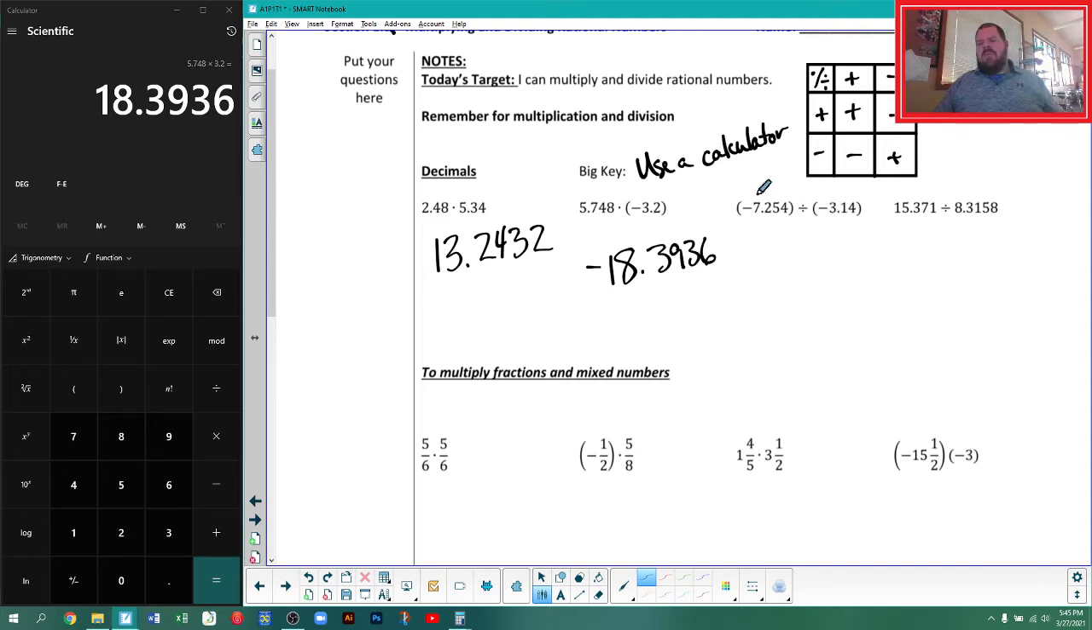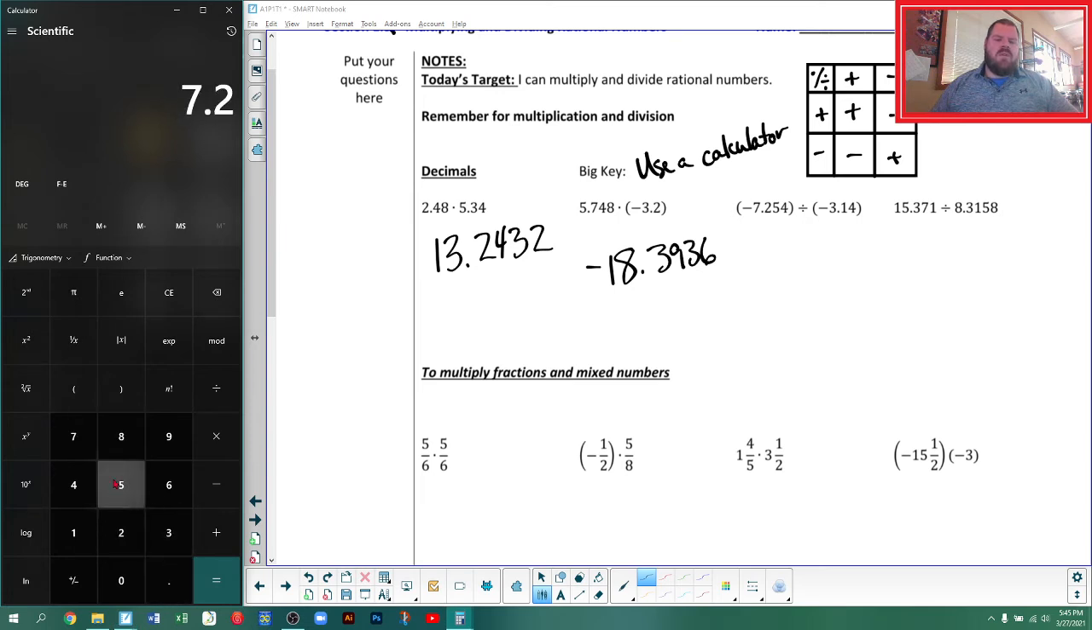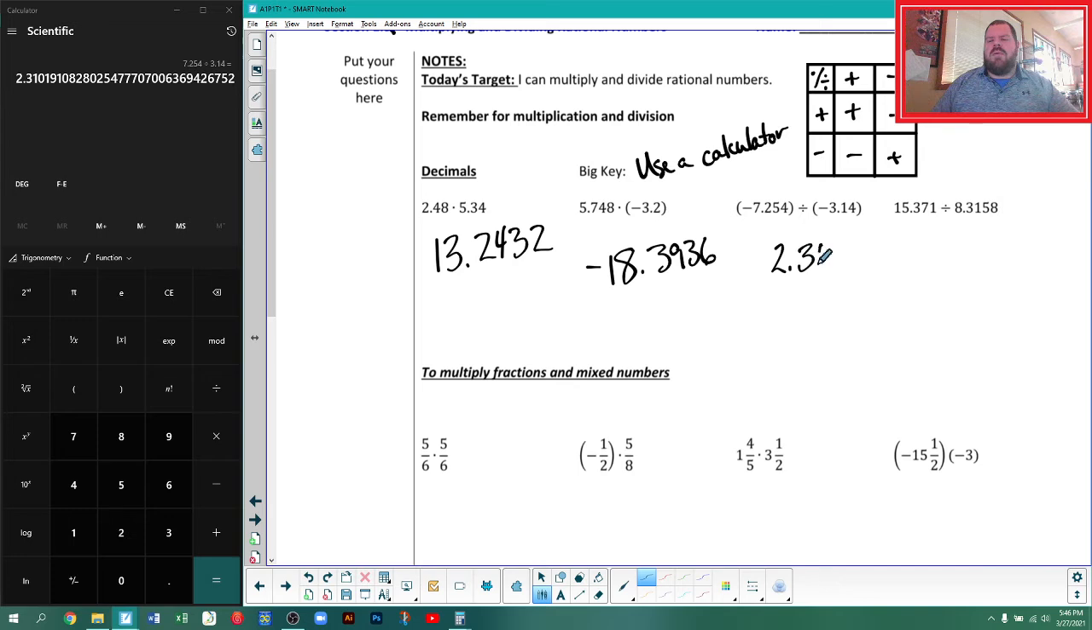This one's a division problem. A negative and a negative, so I know my answer is going to be positive. So 7.254 divided by 3.14. And I probably won't have to write all these decimal places. Stick somewhere in between what your two problems had, and we can just round it to that. So I'm going to say probably 2.310. Okay, if you want to throw the other one on there, that's okay. But definitely rounding needs to be involved.